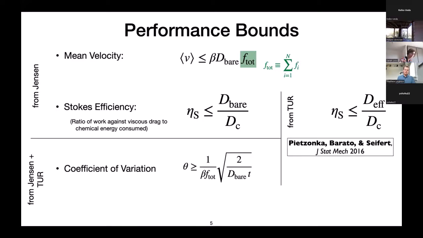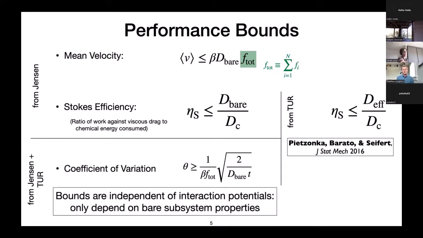of variation, which is the ratio of the standard deviation to the mean of the amount of forward progress by the cargo in a given amount of time. What I want to stress here is that the bounds we've derived using the Ensign bound are all independent of how all these different components of the system are coupled together. So they only depend on properties of the bare subsystems in isolation.